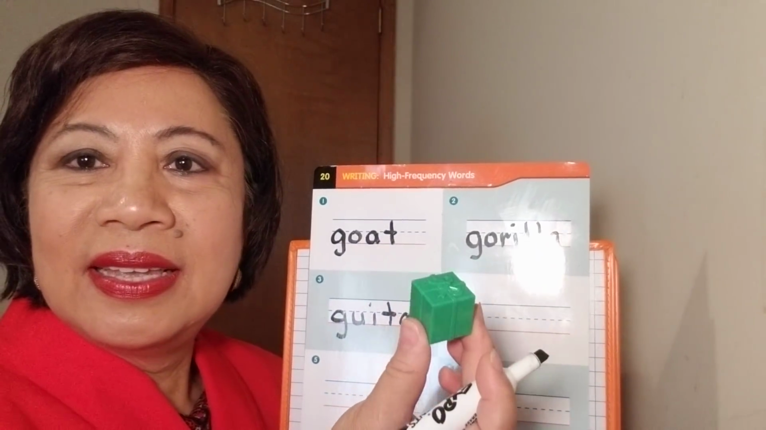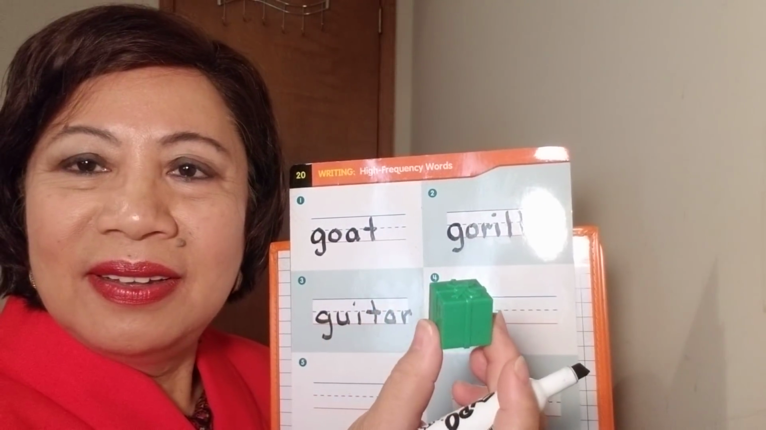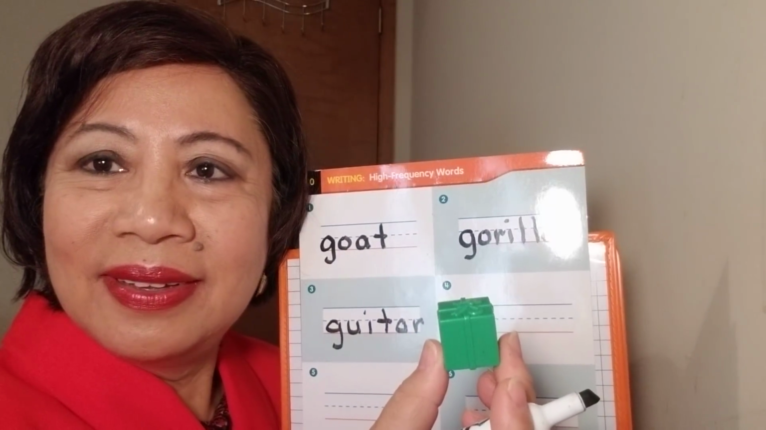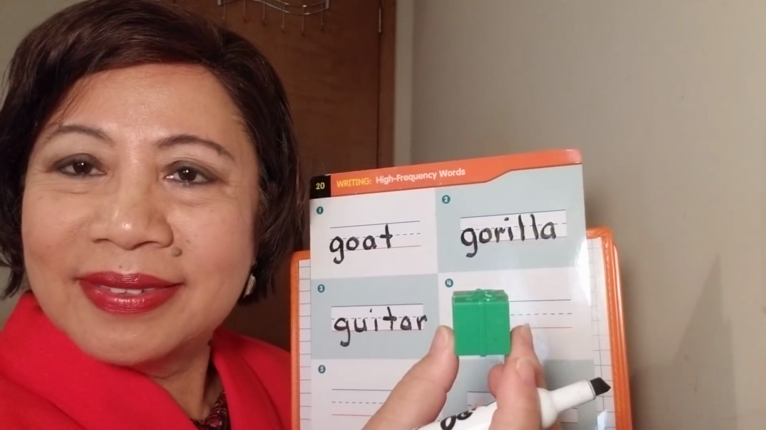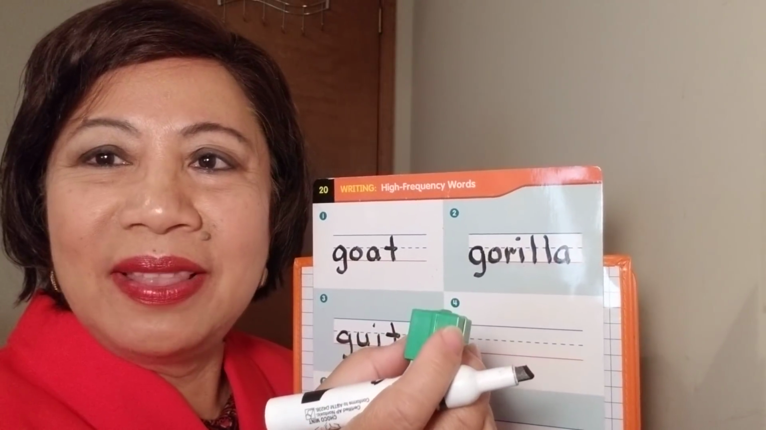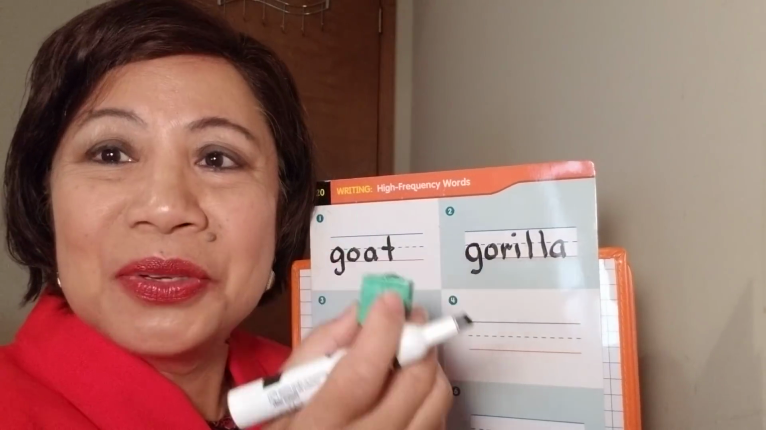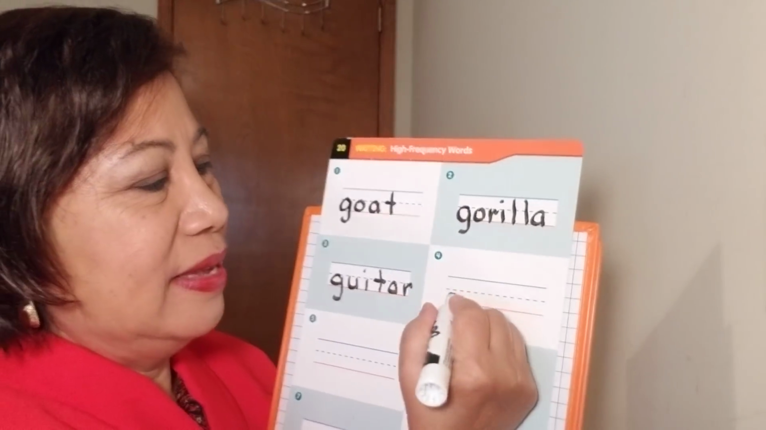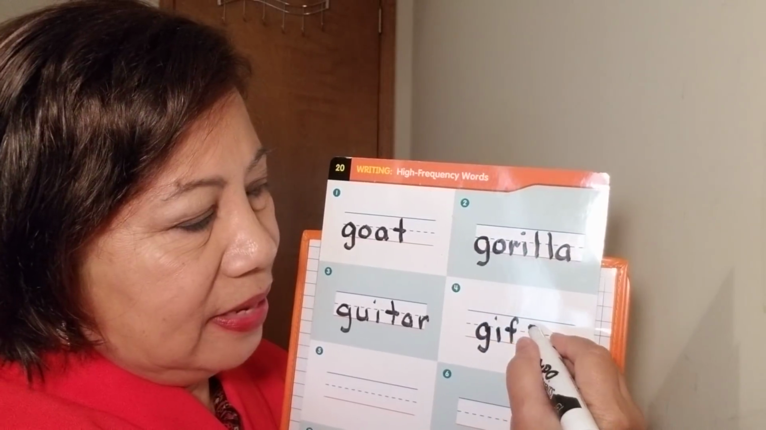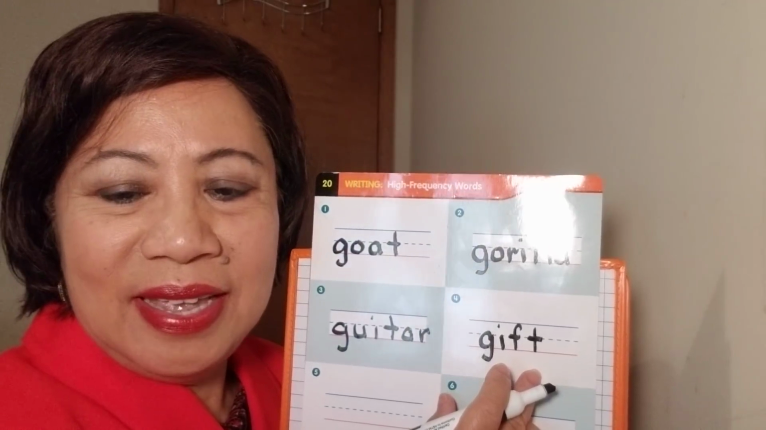What is this? There's a bow on top. And you usually see this during Christmas, birthdays, anniversaries, baptismal parties. What is this? It's a gift. Gift begins with letter G. How do you write or how do you spell gift? Let's write it down. G-I-F-T. Gift. Very good. All right.